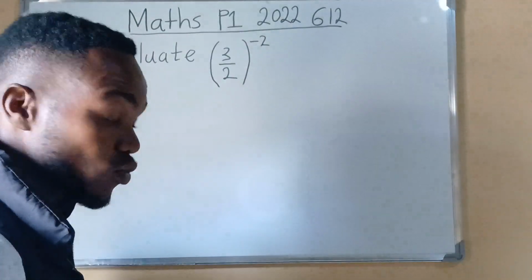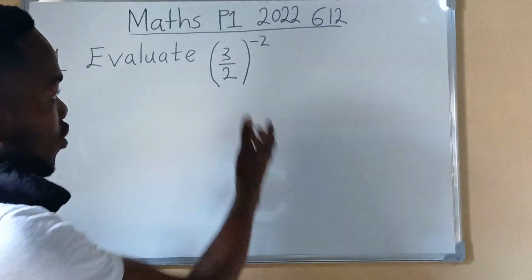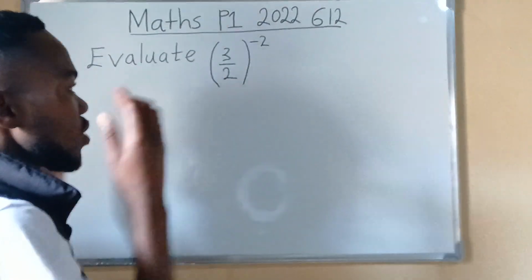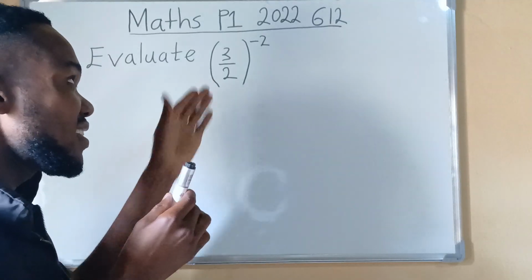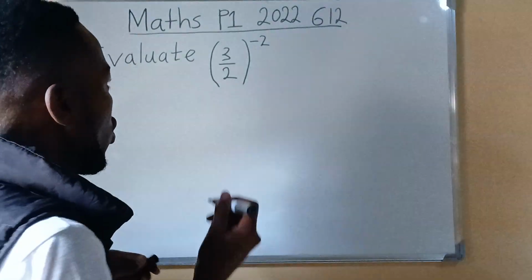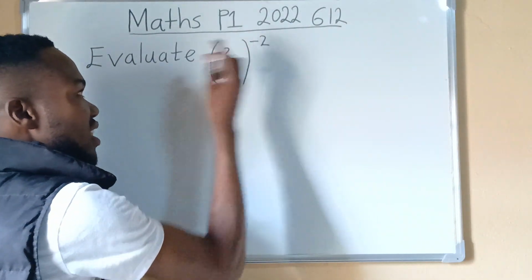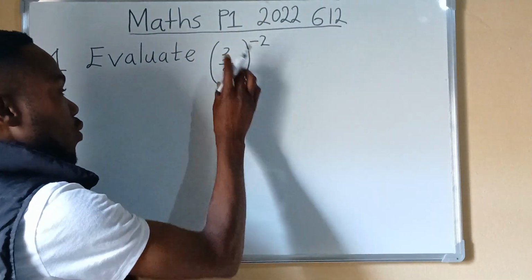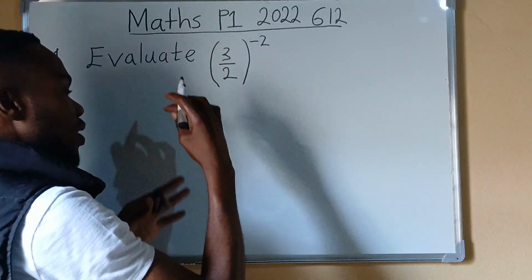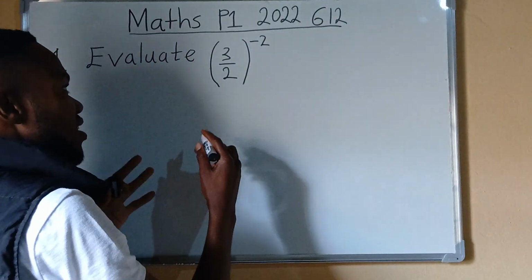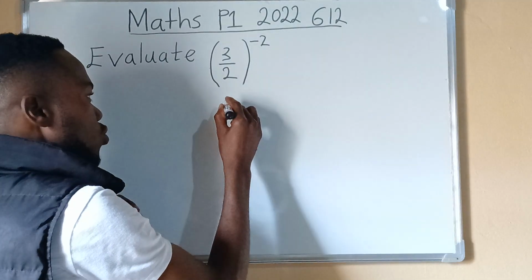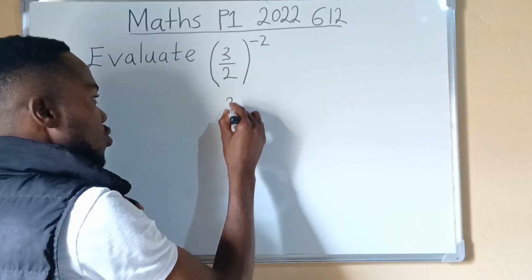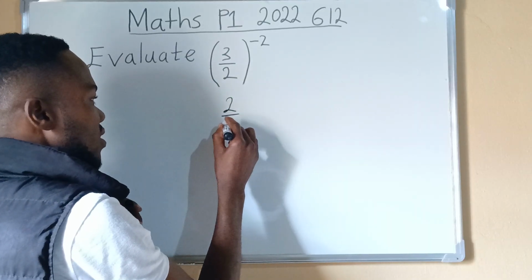What you need to understand when you are given such a question, when you are given a negative power and you are given a fraction, is that this is just a simple question. All you need to do when you are given a negative power on any number is just flip the fraction. That means the number which is on top will go down, and the number which is down will be on top.